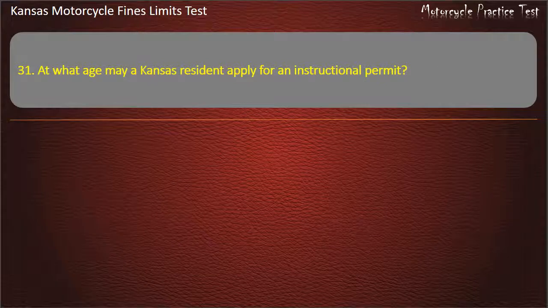Question 31. At what age may a Kansas resident apply for an instructional permit? 14, 15, 17, 16. Answer. 14.